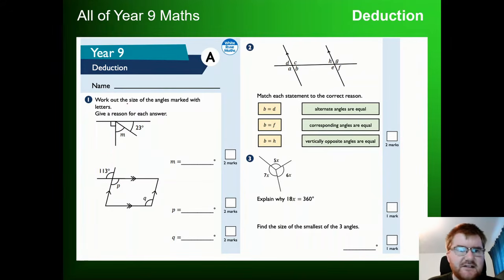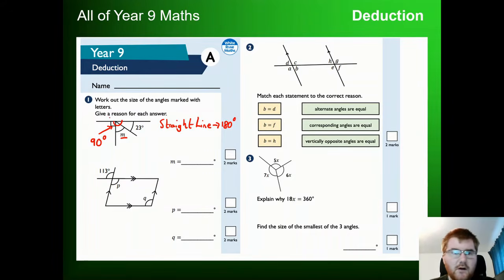So we need to work out the size of the angles marked with letters. So in this case, we want M, and give a reason for each answer. Okay, so the first thing to realize here is that angles on a straight line add up to 180. So I'm going to put a straight line, and they add to 180 degrees. The next thing I notice here is that we have this square by the angle, and that means it's a right angle, which means that's going to equal 90 degrees.